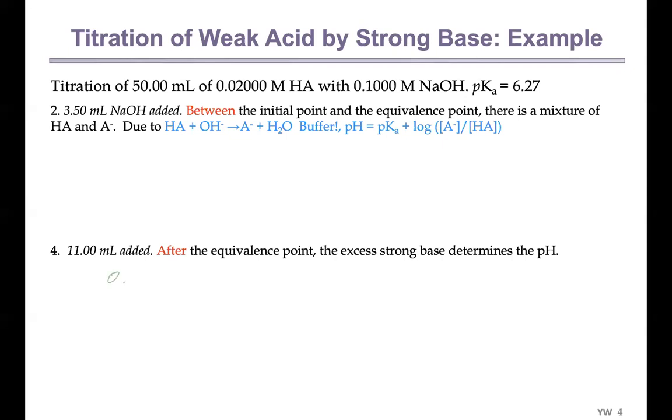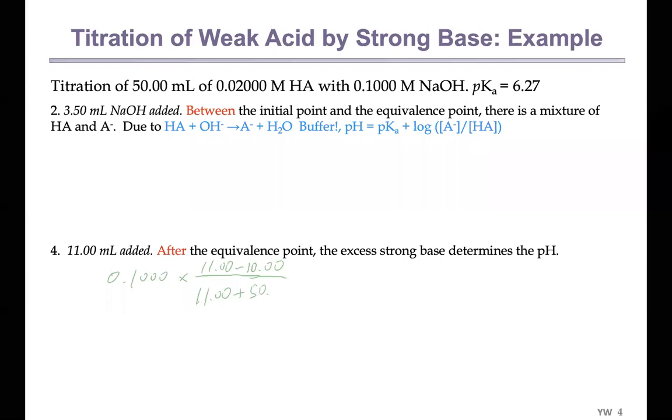It is the initial concentration multiplied by the remaining volume, and then the total will be 11 plus 50. This is your concentration of OH minus. How many sig figs do we have here?